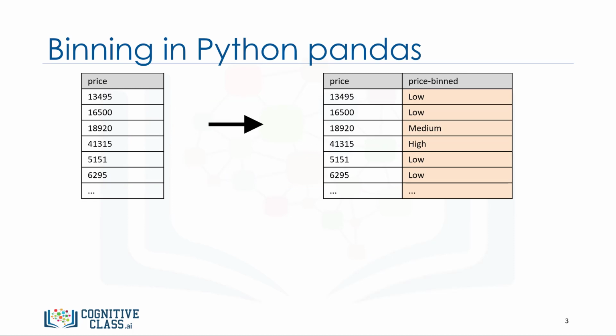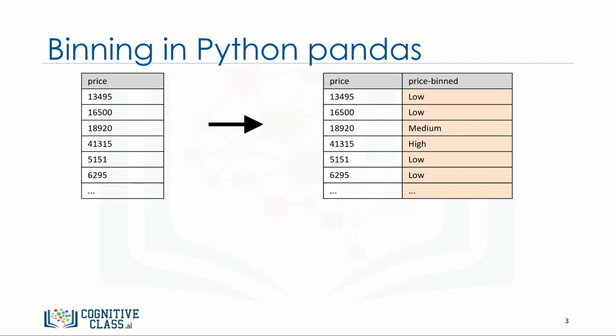In the actual car data set, price is a numerical variable ranging from 5,188 to 45,400. It has 201 unique values. We can categorize them into 3 bins: low, medium, and high price cars. In Python, we can easily implement the binning.